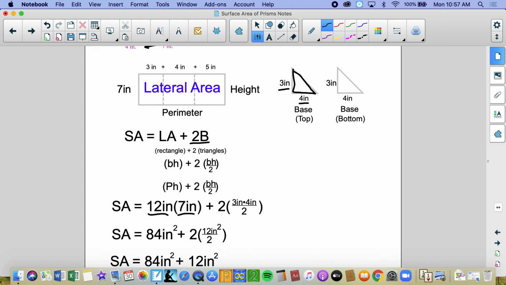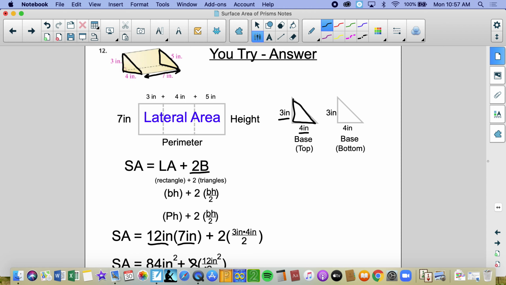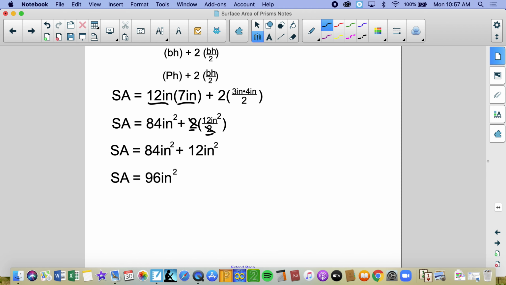So we have 3 times 4, which is 12 inches squared, divided by 2 would give me 6 inches squared, times 2 would go back. We could also see that the 2 in the numerator and the 2 in the denominator will cancel. So we could save some time when we have these triangles, dividing by 2 and then multiplying by 2. So we have 84 inches squared plus 12 inches squared gives us 96 inches squared.